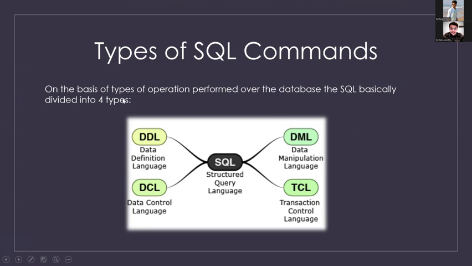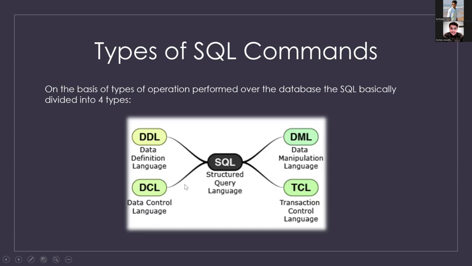On the basis of the type of operation performed over the database, SQL is basically divided into four types. With the type of operation, whether we have to create something over our server, or whether we have to manipulate something over our database, which is actually a relational database. So SQL can be classified into four types. First one is DDL. The full form of DDL is data definition language. Second one is DCL, data control language. Third one is data manipulation language, DML. And last one is TCL, transaction control language.